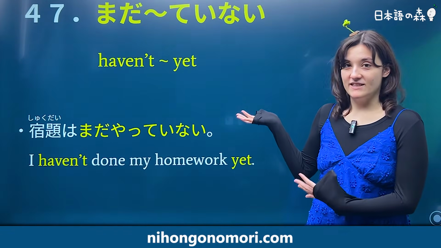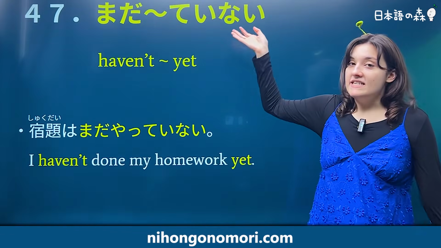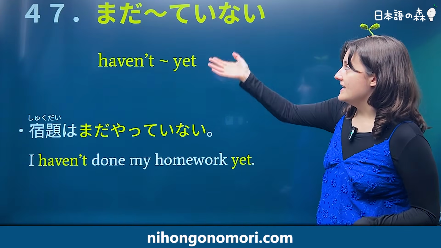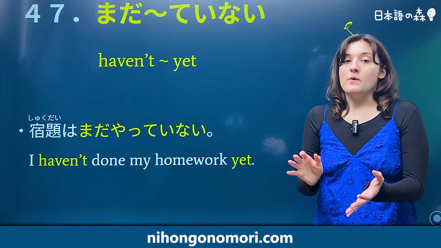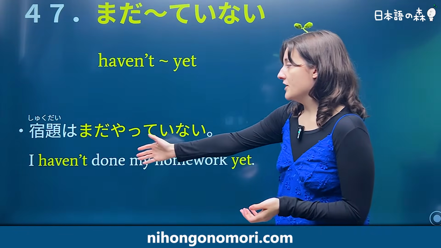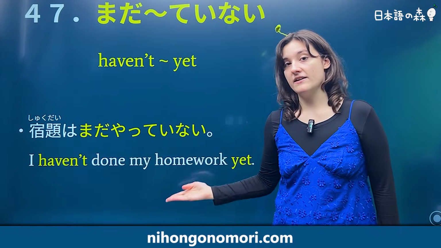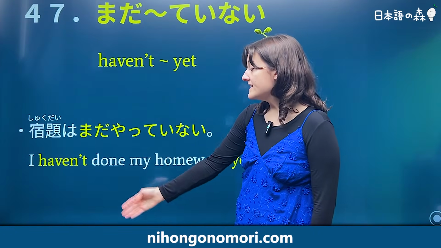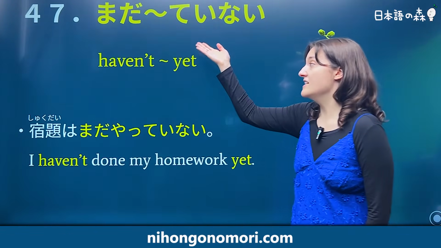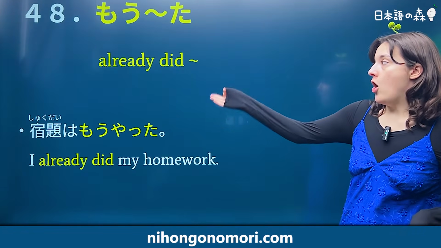まだ〜ていない. I haven't done blank yet. So this uses the ている form of a verb. It's like the state of being or an action in progress. And then negating it, it's basically saying that has not been done yet. It is not the case that. So here we have 宿題はまだやっていない. It is in the state that it is not done. It has not been done. I haven't done my homework yet, right? From まだ we get yet or still. So it still has not been done. まだ〜ていない.